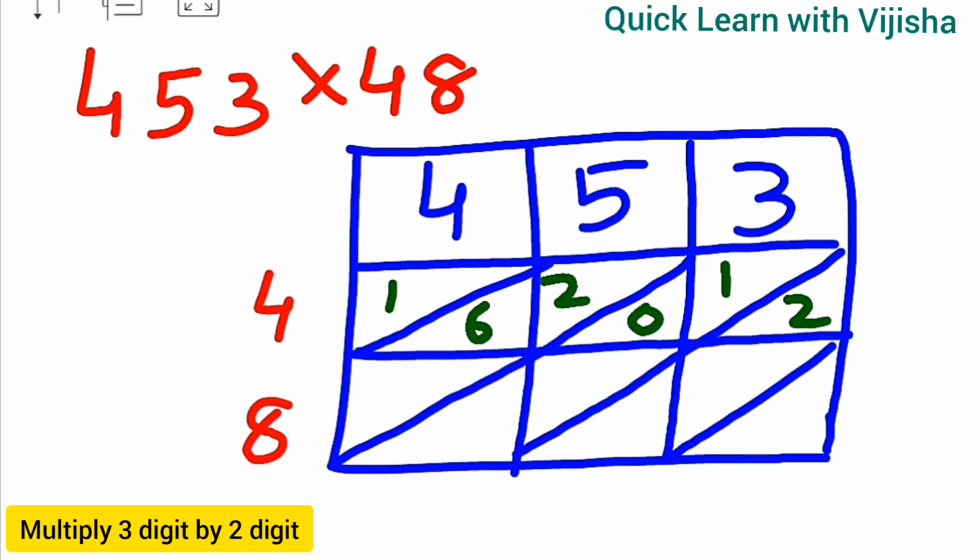Coming for 8. Same way we have to do for 8 also. 8 4s are 32. 8 5s are 40. And 8 3s are 24. Easy to understand, children. Now we need to add all the numbers. I'll tell you how.